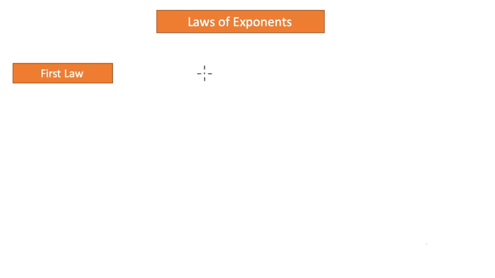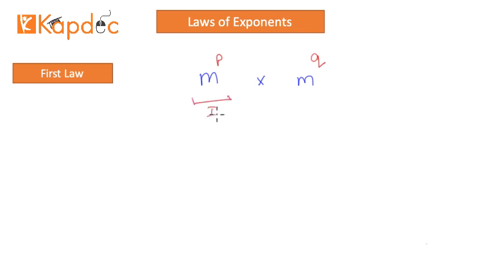So the first law states that when you are given two numbers with the same base, and they both have exponents, let's say the first number is m to the power p and the second number is m to the power q, and you multiply these two numbers together, the base remains the same and their powers get added, and that addition becomes the new exponent. So m to the power p times m to the power q can be written as m to the power p plus q. Let us understand this through an example.